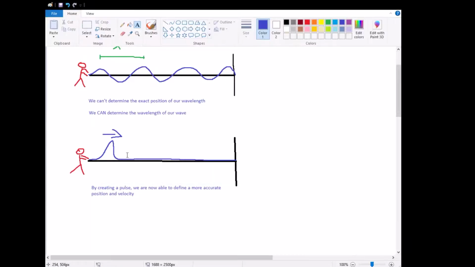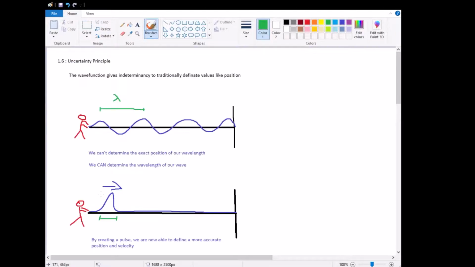Because this pulse has a pretty nicely localized position, not an exact position, but a nice one. We can isolate its position into this green interval here. We know that the wave is somewhere within this interval, and it also has a definite velocity. It moves forward at some speed, and we can always take a recording and measure that with some sort of program.